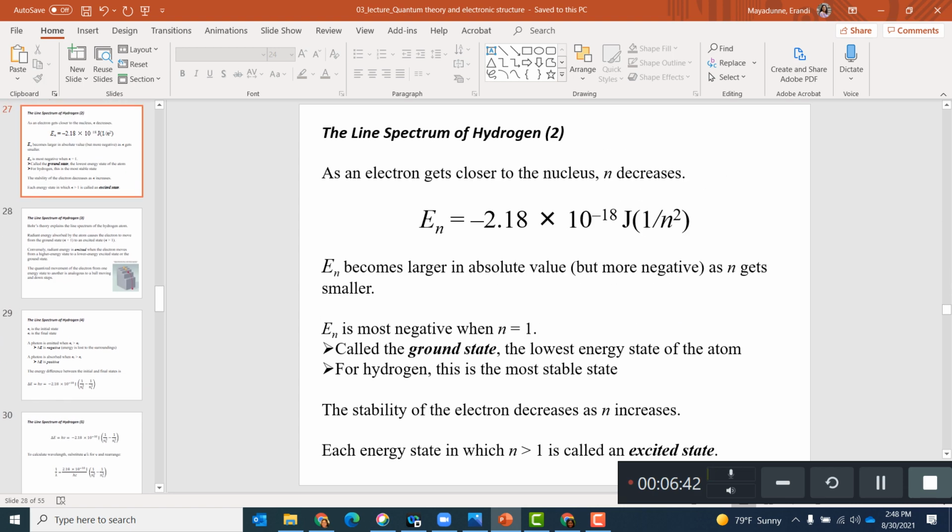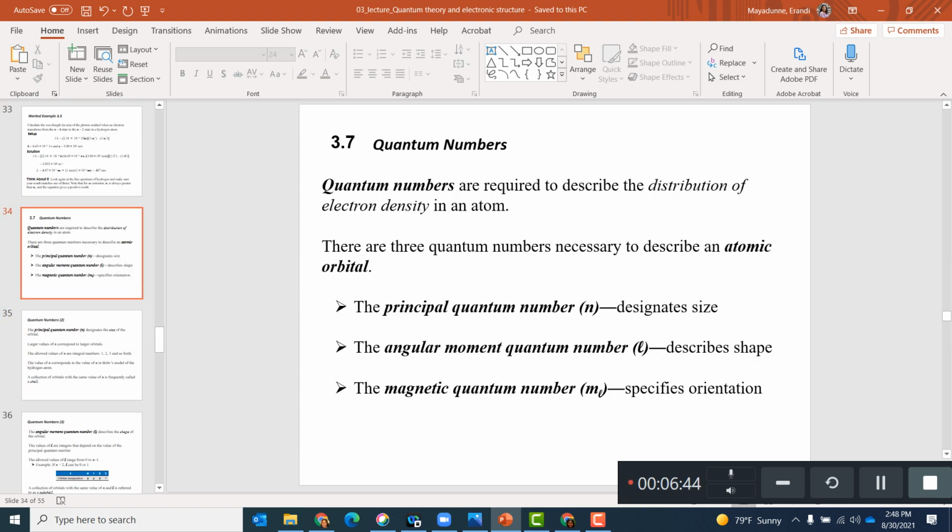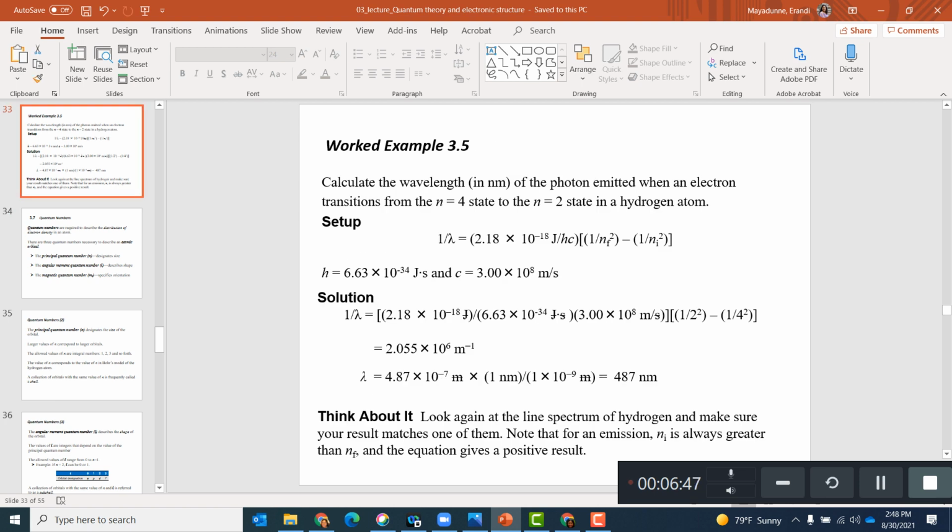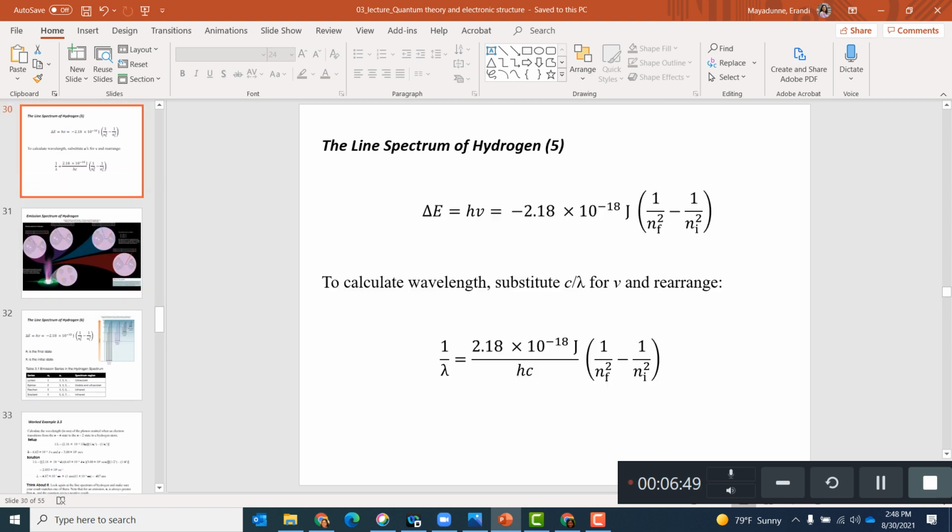So let me update. You can always rearrange this equation. Mostly they say, okay, the electron moves from 3 to 4, find the energy associated with the transition. So then you need to know the electron moves from 3 to 4, 4 should be final, this should be 4, this should be 3, and then find the energy.